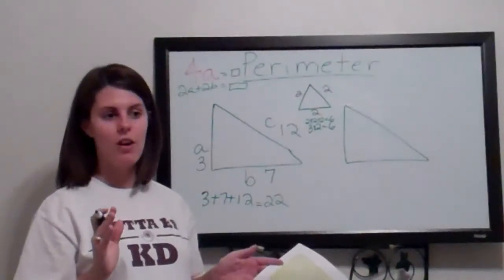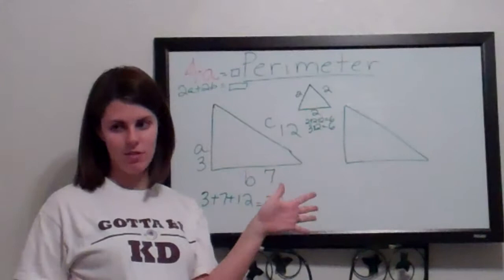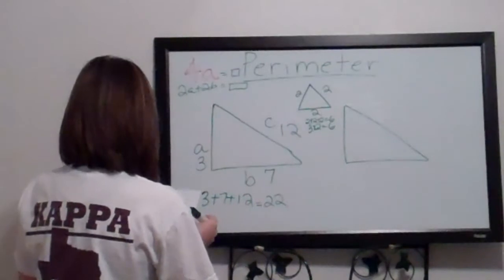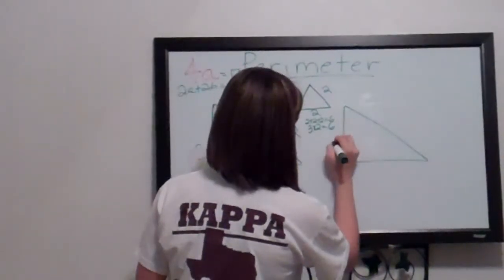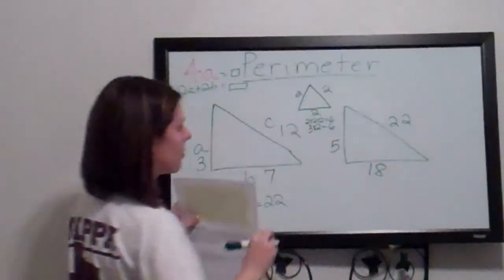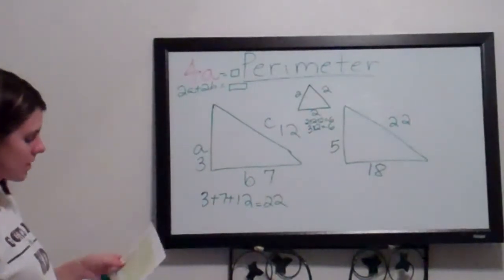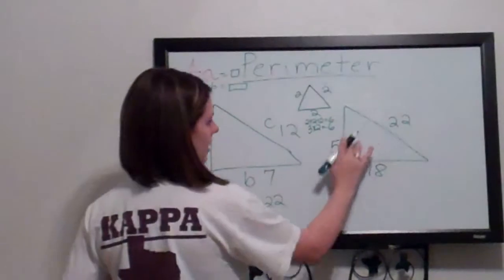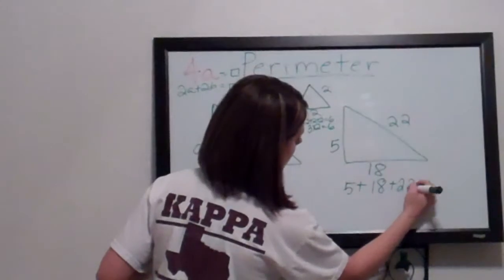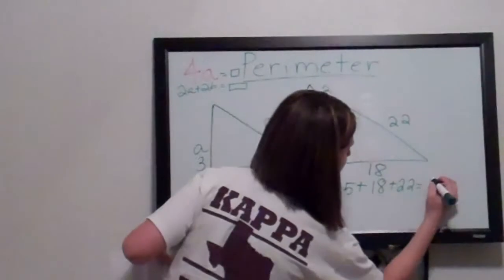So does that make sense why, on a rectangle, you can only multiply the 2 lengths and the 2 widths? Yeah. Because they're equal sides. Good job. Okay. Let's do this triangle over here. Let's do 5, 18, and 22. How can I find the perimeter of this triangle? Abby. 5 plus 18 plus 22. Good. Our perimeter can be found by simply adding all of the sides. And what is 5 plus 18 plus 22? 45. Good job.